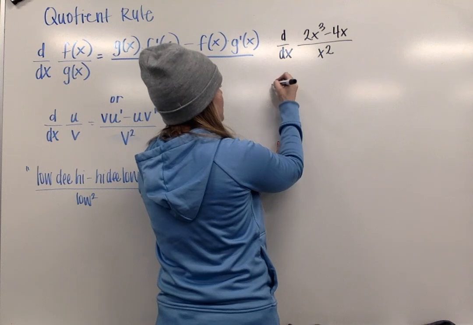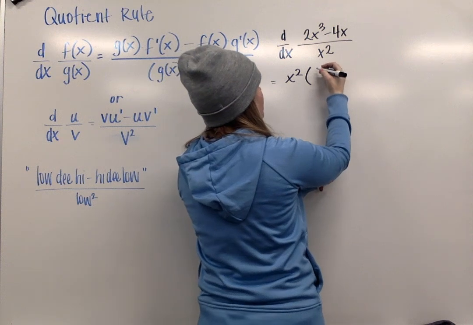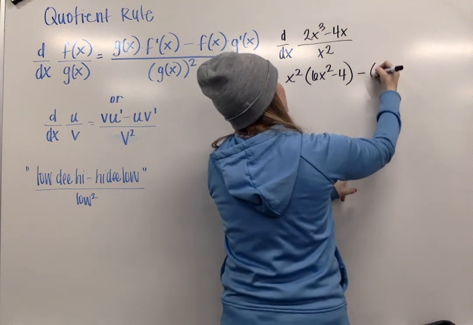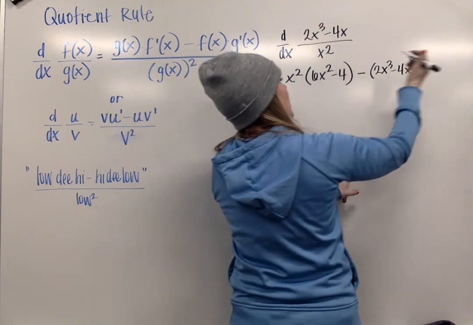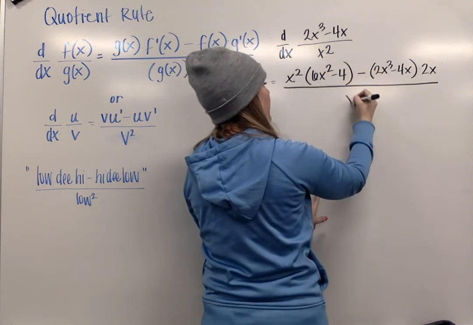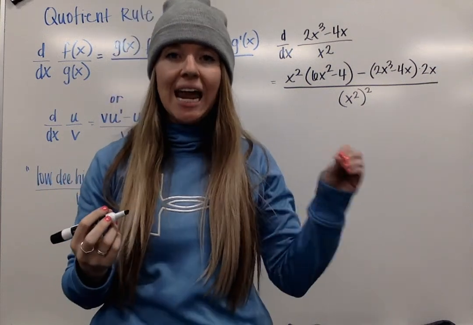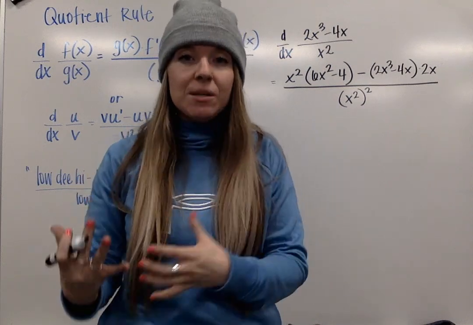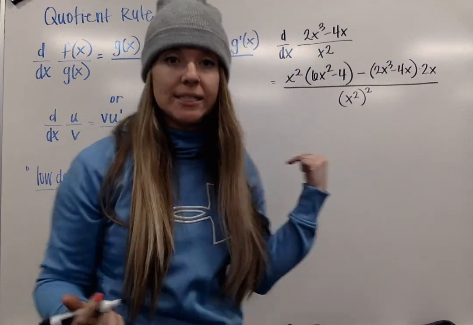All right, this is going to equal low d high. So I'm taking the derivative of the numerator, which is 6x squared minus 4, minus high, 2x cubed minus 4x, times the derivative of the denominator, which is 2x, all over low squared. So that's x squared squared. If the question just strictly says take the derivative, I took the derivative. I'm done. That's it. Or if it's a multiple choice problem, we want to be able to make it match the options, in which case I'm going to go ahead and simplify.